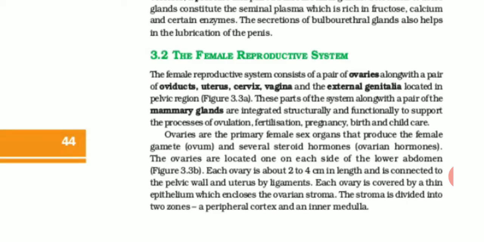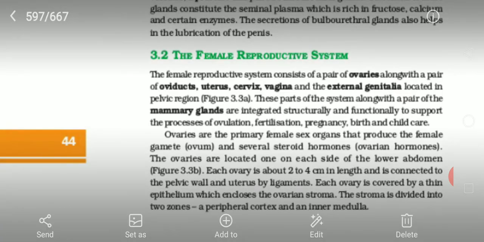Start the topic. The female reproductive system consists of a pair of ovaries along with the pair of oviduct, uterus, cervix, vagina and the external genitalia located in the pelvic region. So these are the main organs which are involved in reproduction in a female's body.